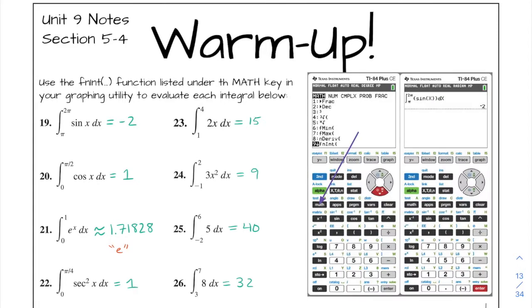Hello students, welcome to Unit 9 Notes, Section 5.4. This is the last section for your calculus careers, so I hope it is a good one. I'm going to try to keep it as quick as possible.